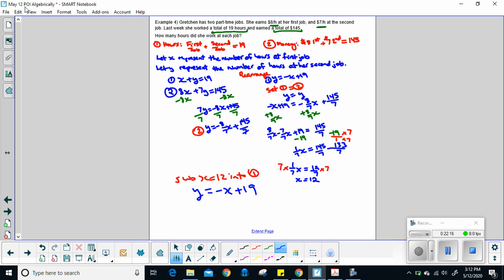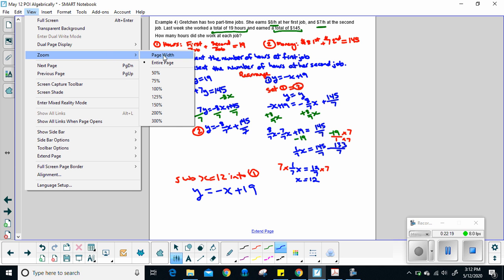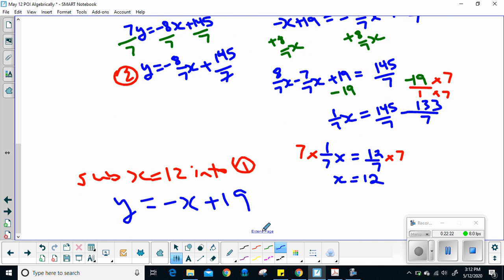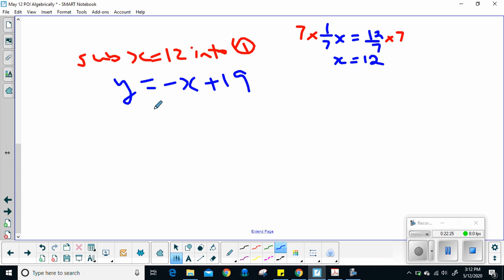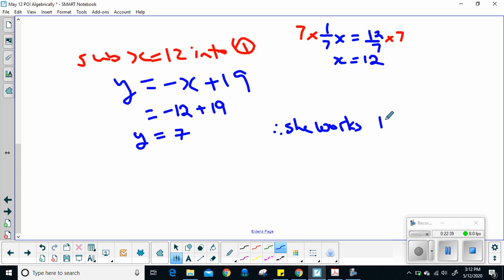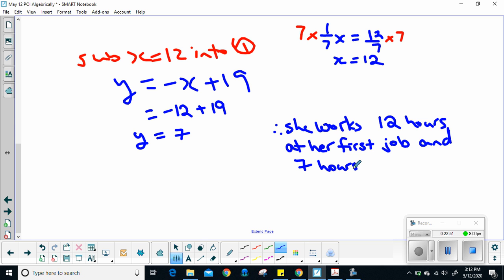So let me kind of unzoom that so we can see what I'm about to do. And we are almost there, folks. Negative 12, so that becomes that, plus 19. 19 minus 12 gives me what? 7. So y is equal to 7. Therefore, she works 12 hours at her first job and 7 hours at her second job. Nice work.